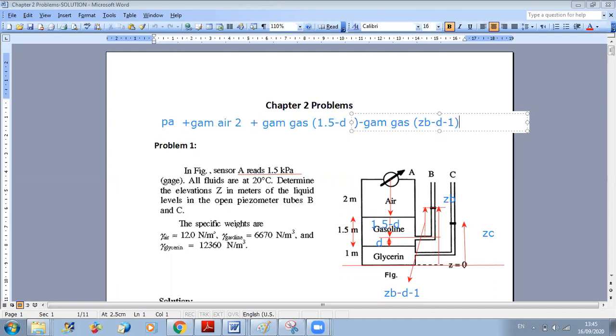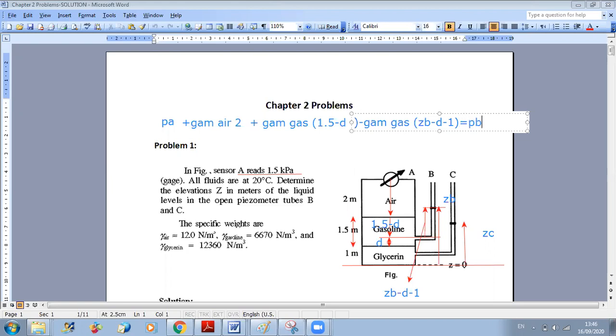So in this, gamma gasoline times D and gamma gasoline times D will cancel each other. Yes, D here will cancel each other, so I will get rid of D. So I don't need to know what is D. Whatever is D, I will get the same result for ZB. Okay? And this will be equal to the pressure at point B.